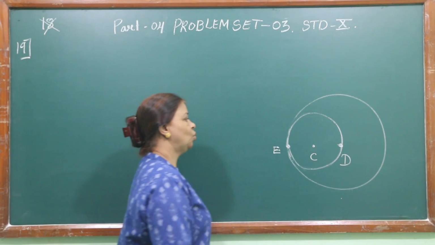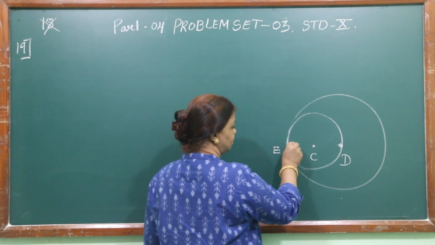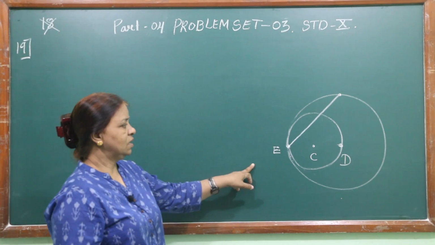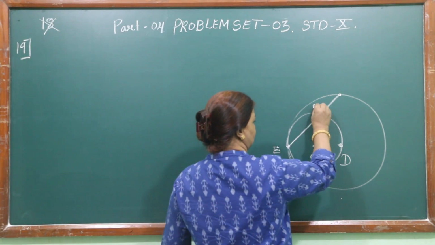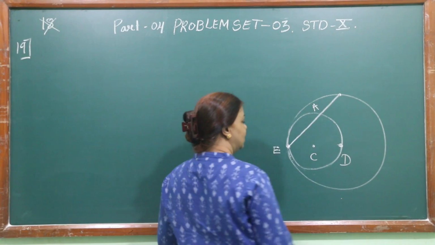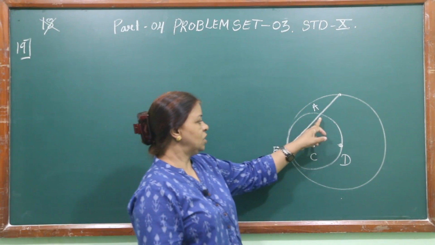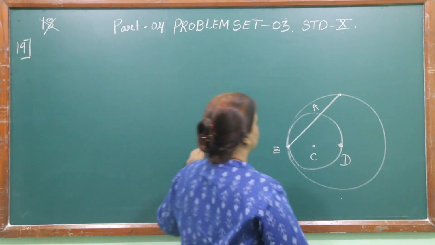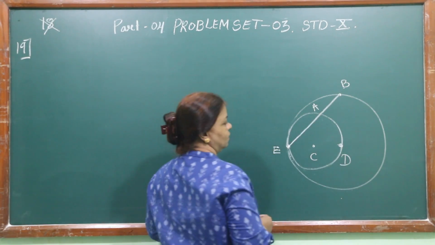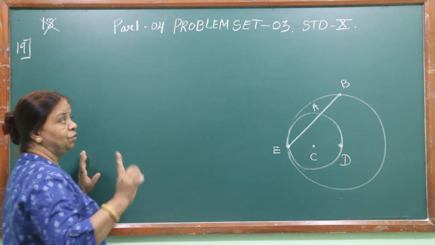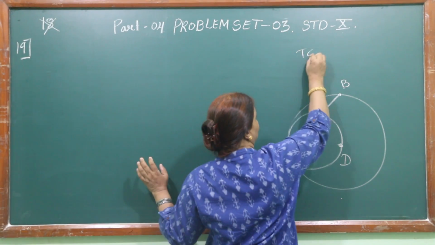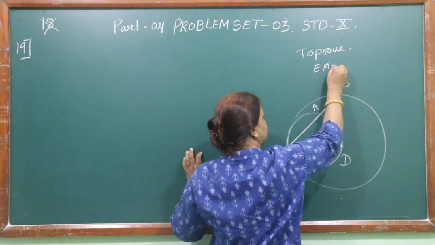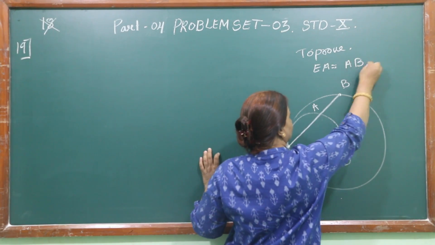Clear? So, and there is a chord EB of the larger circle. It touches the smaller circle at point A and at point B the larger circle. What we need to prove? We need to prove that EA is equal to AB. We want to prove that.